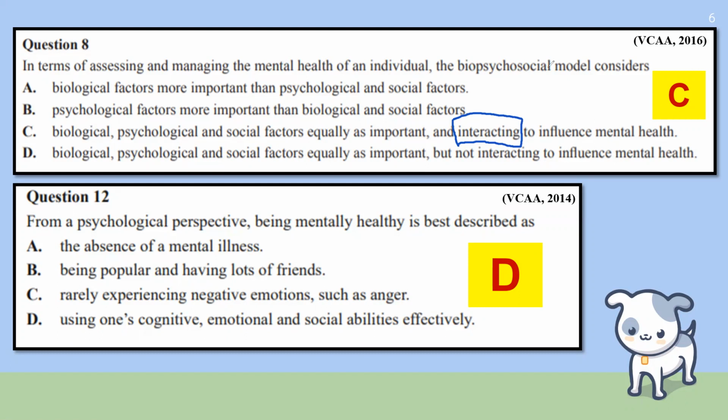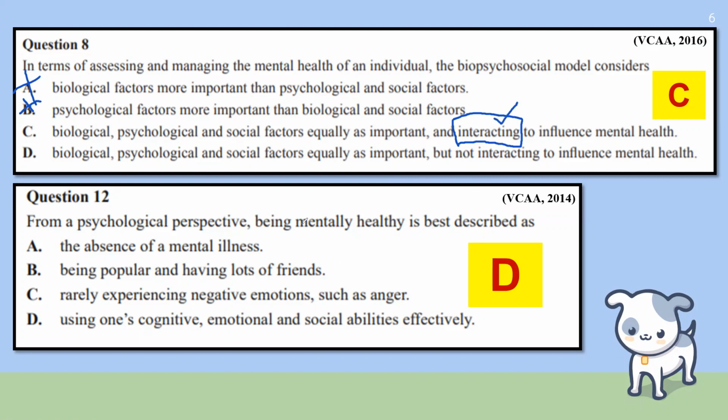Obviously, with the biopsychosocial model, we never consider that any one of the factors is more important than the other. So that's why A and B are automatically eliminated. D would be an option that most of you shouldn't have picked, because again, we know that it's about the interaction, and D is the opposite of C. So the best answer is C.